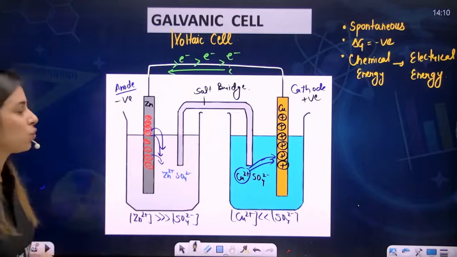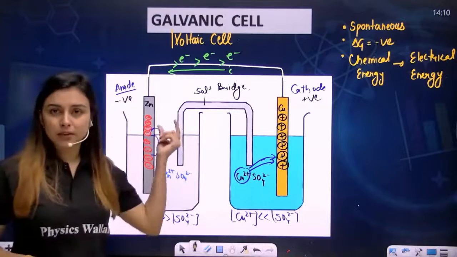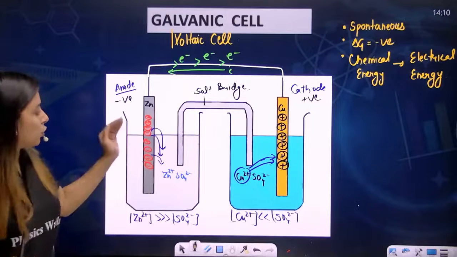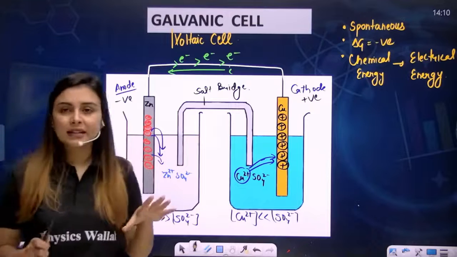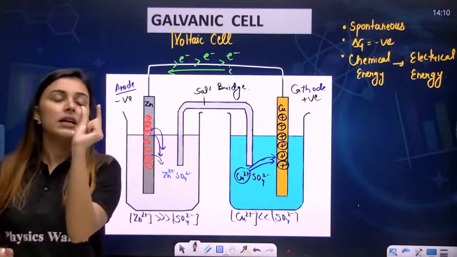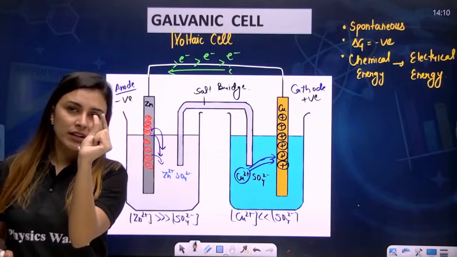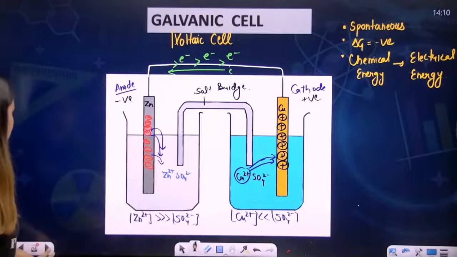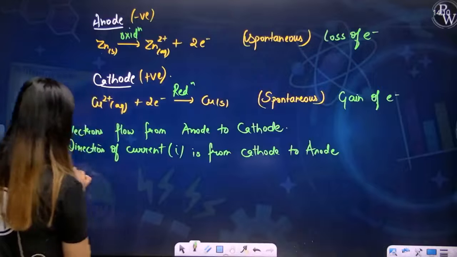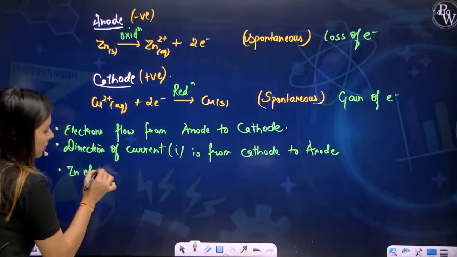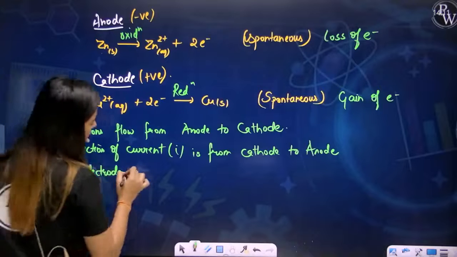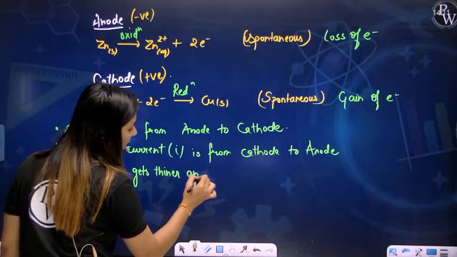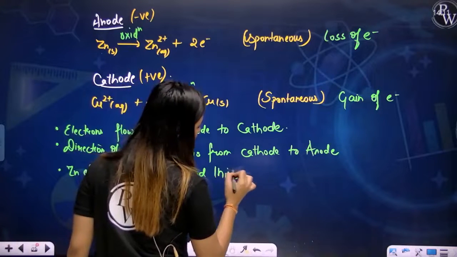A few things which we need to notice here, that you have the zinc here. Initially, both copper and zinc were of the same width and length. You know that zinc is getting converted into zinc 2+. So can I say that with time, if you had zinc this much, zinc will keep on decreasing. It will get thinner and thinner and thinner. So I can say that the zinc electrode gets thinner and thinner with time.